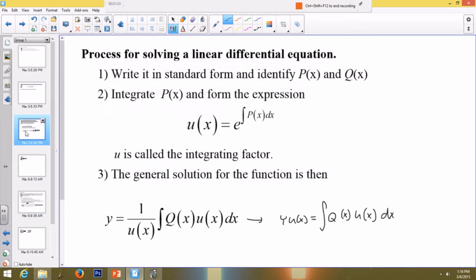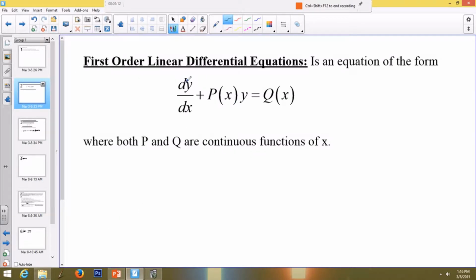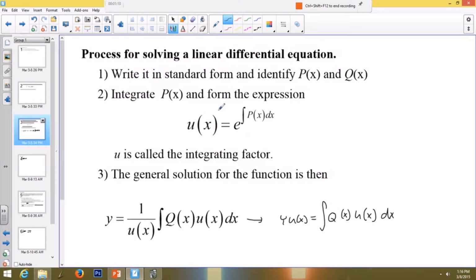Okay, so just some quick process for solving these types of equations. We're going to write it in the standard form that we just showed in the last one, where we take dy over dx plus the function times y is equal to some other function of x. And then we're going to take that value for p and integrate it in the form of some new function u of x is e to the integral of that p of x. And so the general solution is just this expression, and often it's written like this.